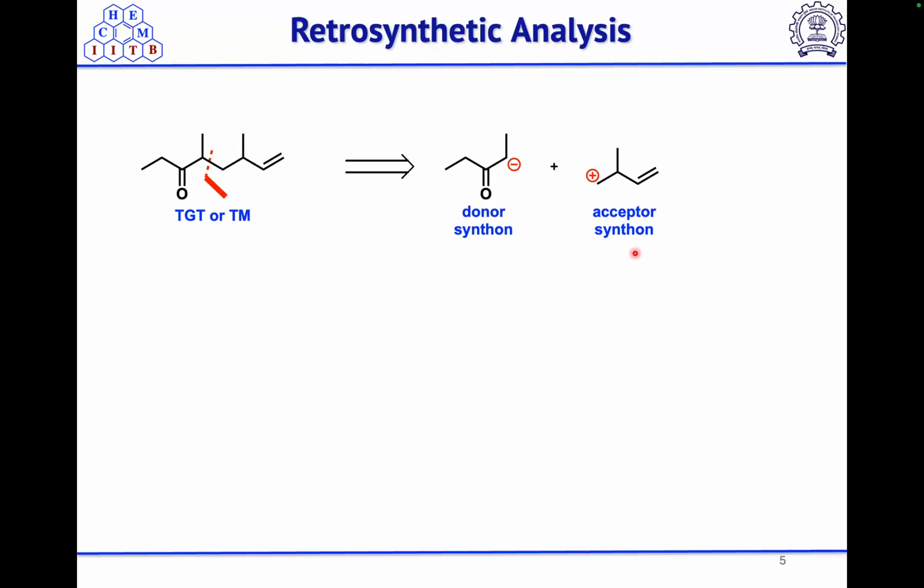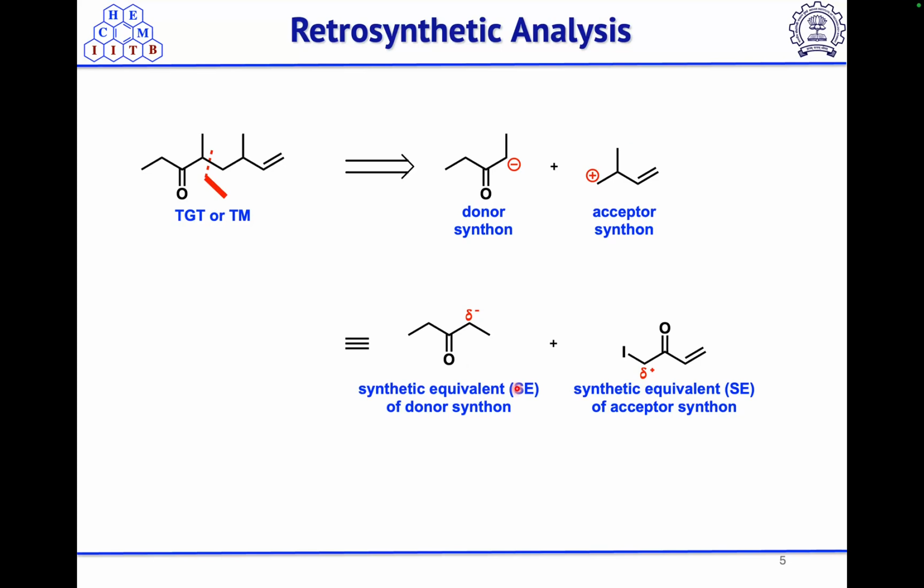Now, when we do the forward synthesis, from here to here in the forward direction, we cannot start with these charged species, so we have to take some neutral species. For that, synthetic equivalents come in. This is the donor synthon, and this is the synthetic equivalent of the donor synthon. So when we do forward synthesis, we can use this and this. And this is the synthetic equivalent of the acceptor synthon, right?